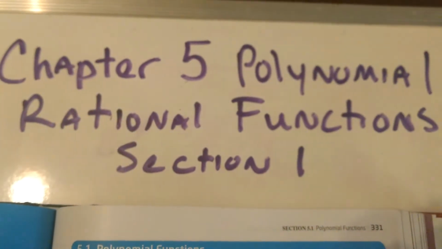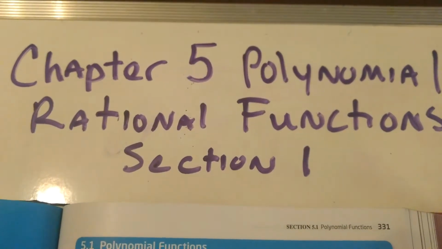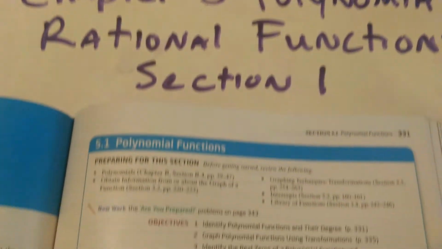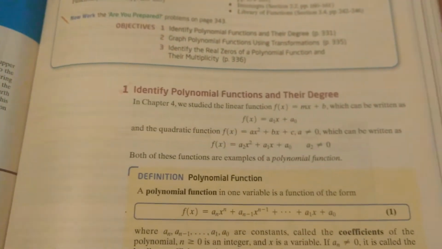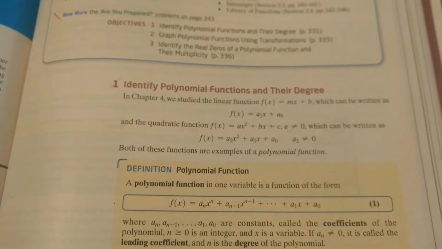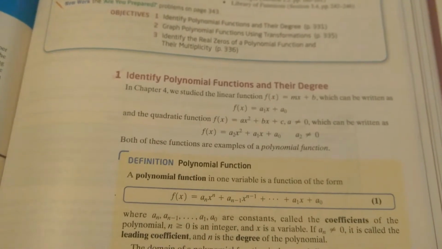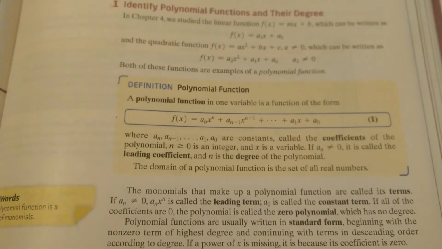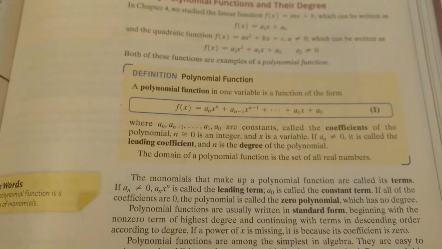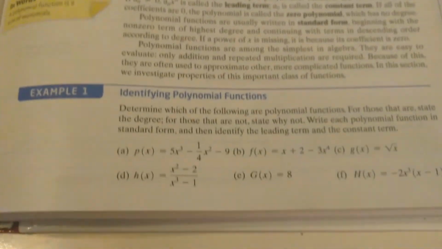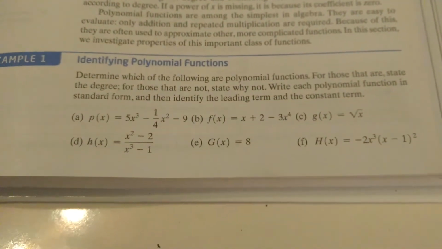This is College Algebra, Chapter 5, Polynomial and Rational Functions, Section 1. The first part of this section deals with identifying polynomial functions and their degree. This is located starting on page 331. Make sure you understand this, you already know it.